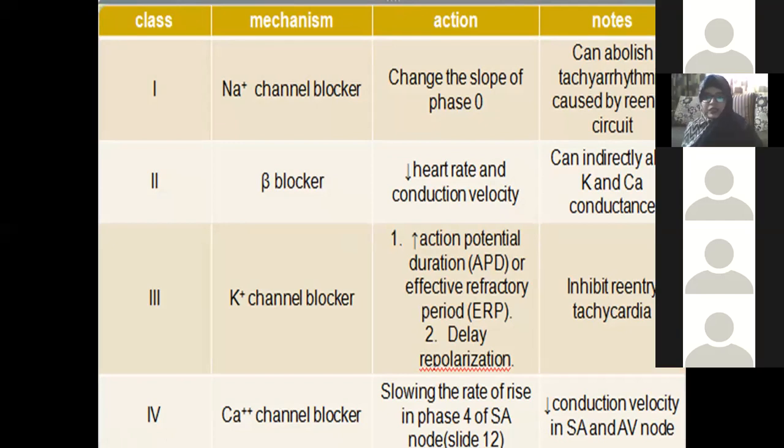Beta blockers decrease the heart rate and conduction velocity. They can indirectly affect potassium and calcium conductance. Potassium channel blockers delay the repolarization. Potassium causes rapid repolarization, so when you give a potassium channel blocker, it delays the repolarization. And you have calcium channel blockers last, the fourth category. They slow the rate of rise in phase 4 of the SA node, right?